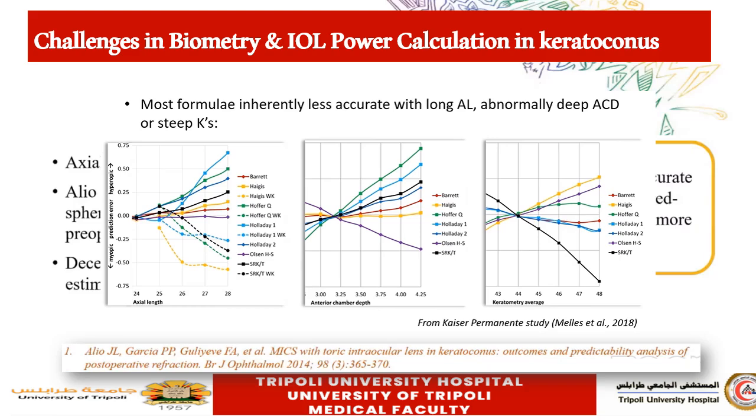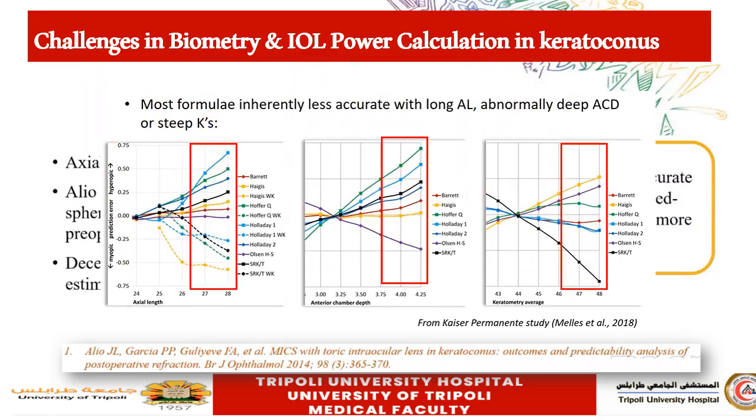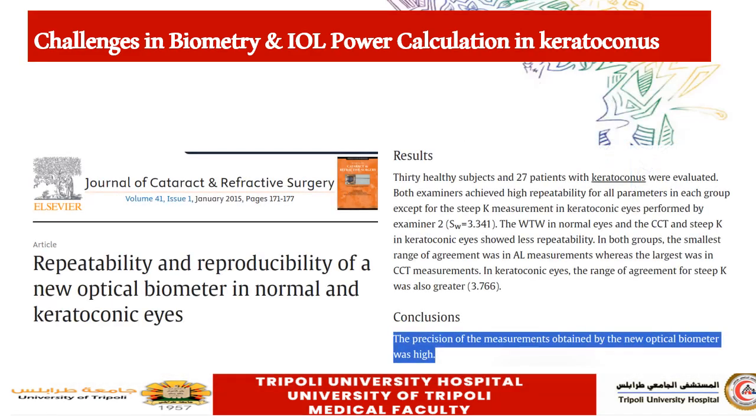That's very high axial length. Most of the formulae are not very accurate in the extremes of axial length. That's why in keratoconus, we should target a myopic correction, as I will explain later, and we have to accurately measure the K reading and the axial length to have minimal refractive surprises. Now, this is also another study that shows the relation between the measurement with ultrasound and optical biometry, and it shows the importance of optical biometry in the measurement of the axial length more than ultrasound in cases of keratoconus.